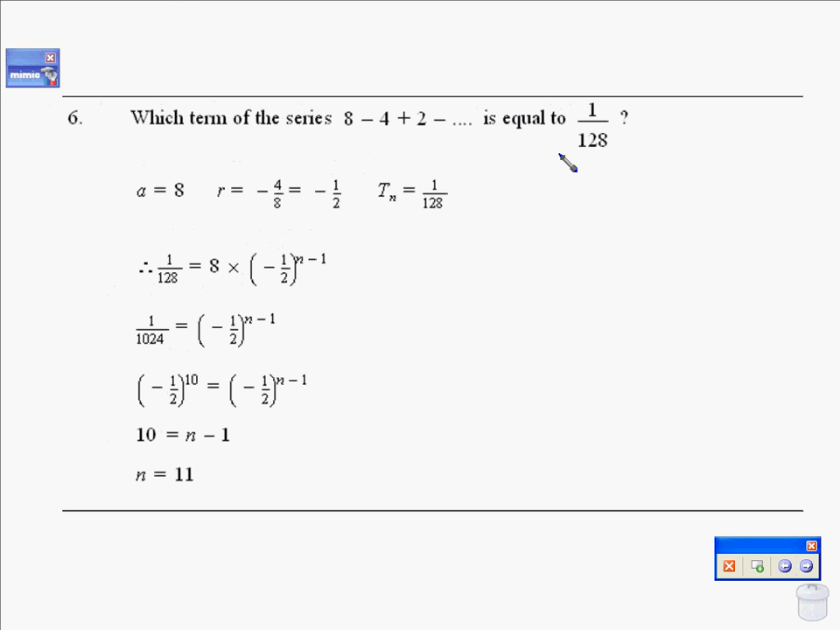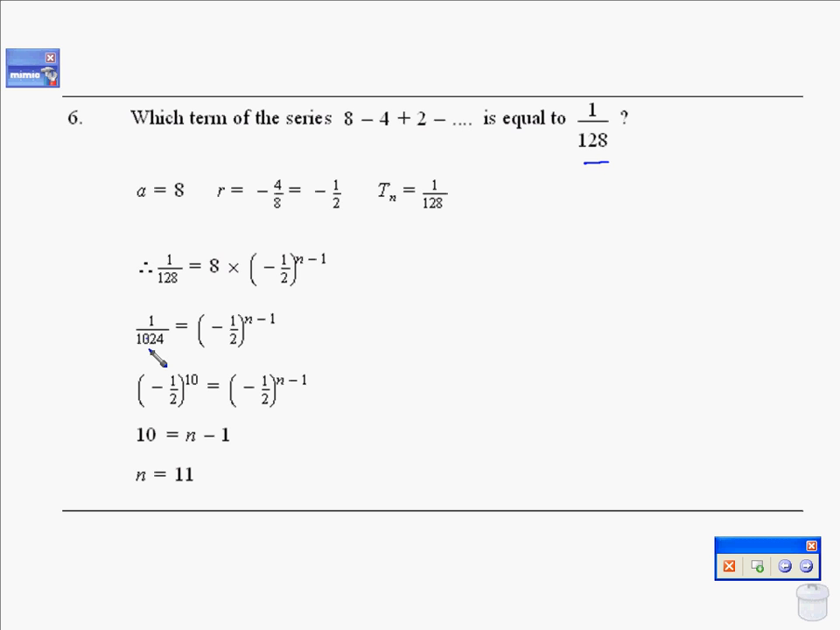Again, with question 6, we're given that a term in the series is 1 on 128. So we find a, we find r, so a is 8, r is minus a half, and Tn is 1 on 128. So again we apply those rules. Divide by 8, so we get 1 on 1024. Again, we're looking for the 1024 to be the power of some number that would be equal to the power of n minus 1 basically. So minus a half to the power of 10 in this case will give you 1 on 1024.